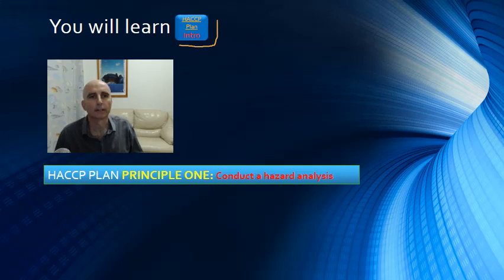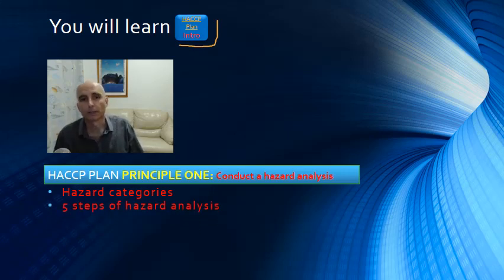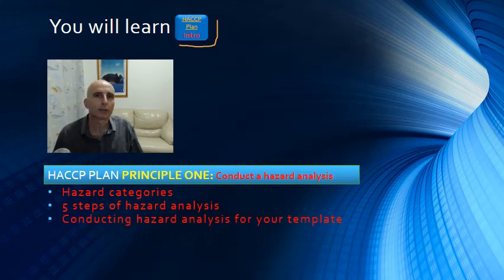here to do that. Today you're going to learn about the hazard categories specific to HACCP. We're going to look at the 5 steps of hazard analysis, and then we're going to actually have a look at how you actually put that on your template that we're doing in class.